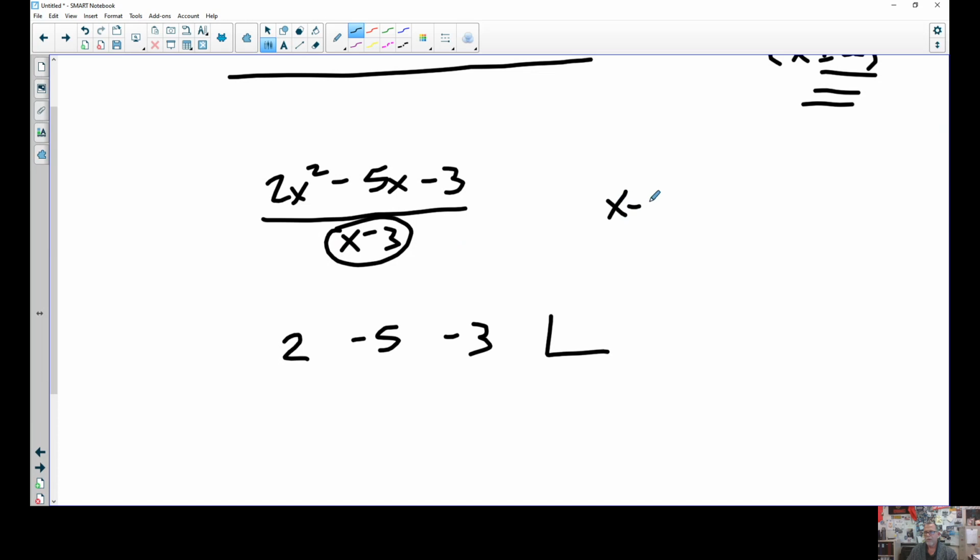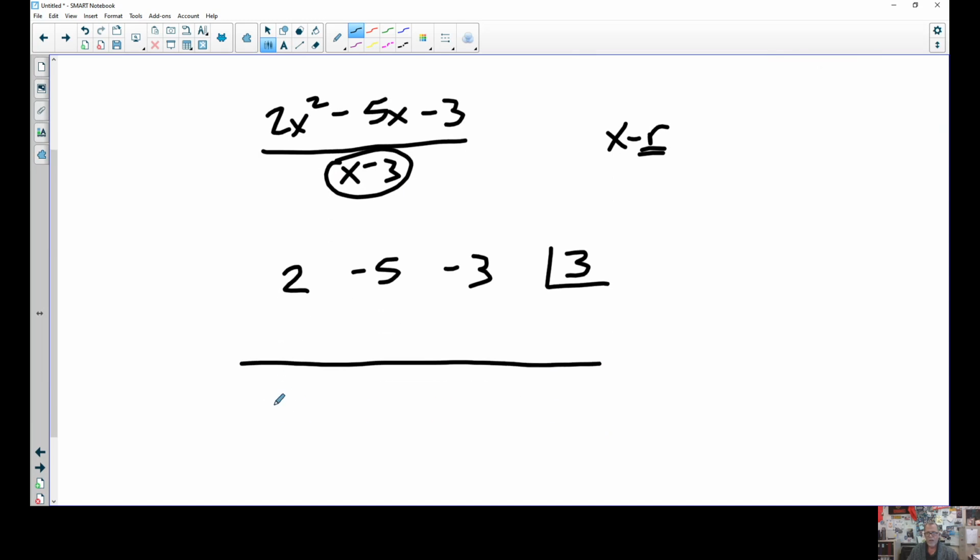This is in the form x minus r, where r is the root, and the root is what makes this a 0, right? So the root would be 3. And so we would put 3 in there because 3 minus 3 is 0. So that's what we want in that box. Leave ourselves a space and draw a line.